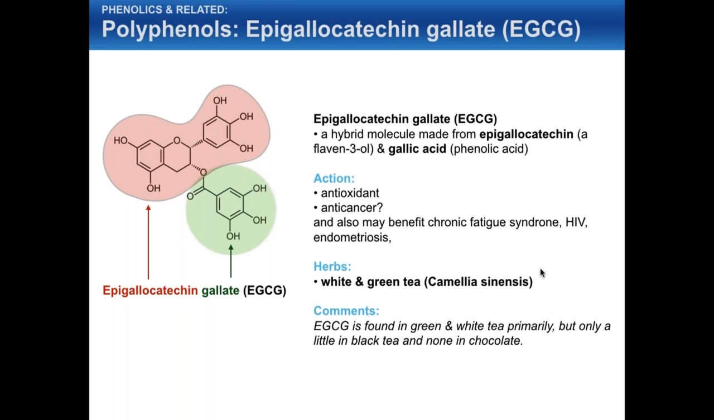So gallic acid is a simple phenolic acid compound that's used to make tannins. It's a very astringent compound, and that's basically attached to this flavanol molecule up there. And so this particular compound may be some of the unique health properties associated with green tea. You don't get as much in black tea, I don't think. You don't find this in chocolate. So although chocolate will have the various catechins, it doesn't contain the EGCG. So this is unique to green tea. It's been shown to have some antioxidant effects. It may benefit chronic fatigue syndrome. It may help with endometriosis, may have some benefits for HIV.